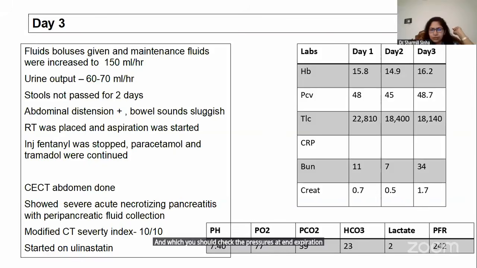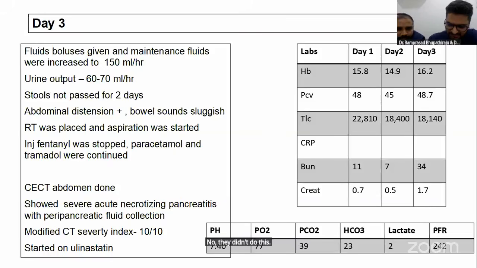Right. So do you do that in your unit or regularly? No, ma'am, we didn't do this in this case. Right. I think we can proceed if others do not have questions. What's the last question? I mean, started on Ulinastatin. Why do you want to start Ulinastatin?